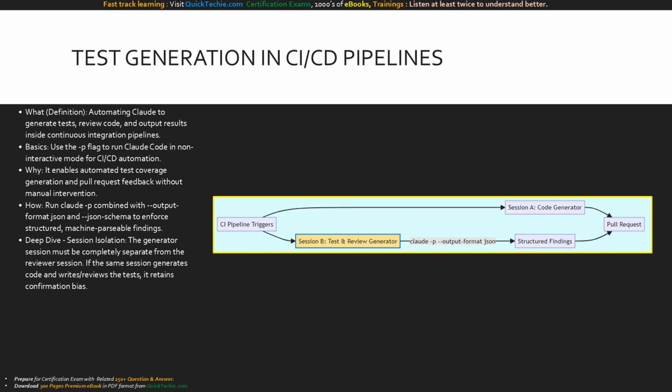How do you extract the data? Combine the -p flag with output format JSON and JSON schema to enforce structured, machine-parsable output for your CI scripts. Let's deep dive into a major anti-pattern, session isolation.